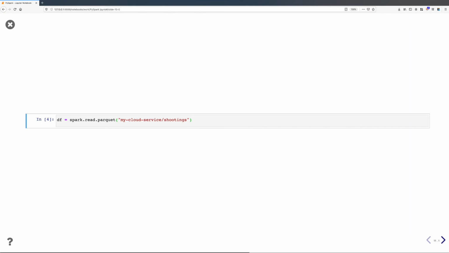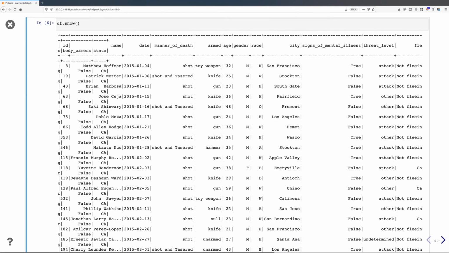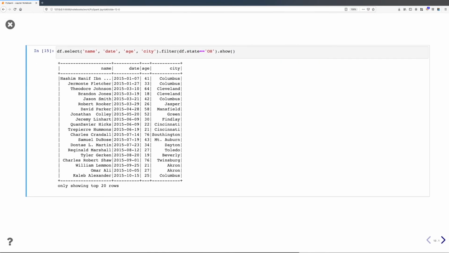A PySpark data frame works a lot like a Pandas data frame. When I run the show method, Spark sends my query out to all those different partitions, gathers the results, and displays them to me. The PySpark data frame supports a lot of methods. In this case, I am selecting and filtering so that I can narrow down both the number of columns and rows. And when I'm done with my transformations, which I can chain together in a fluid fashion, I run show to get the results back.